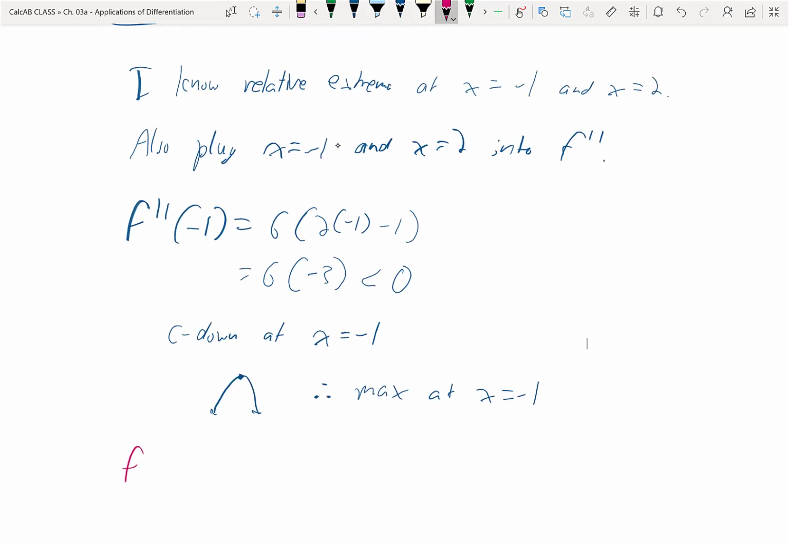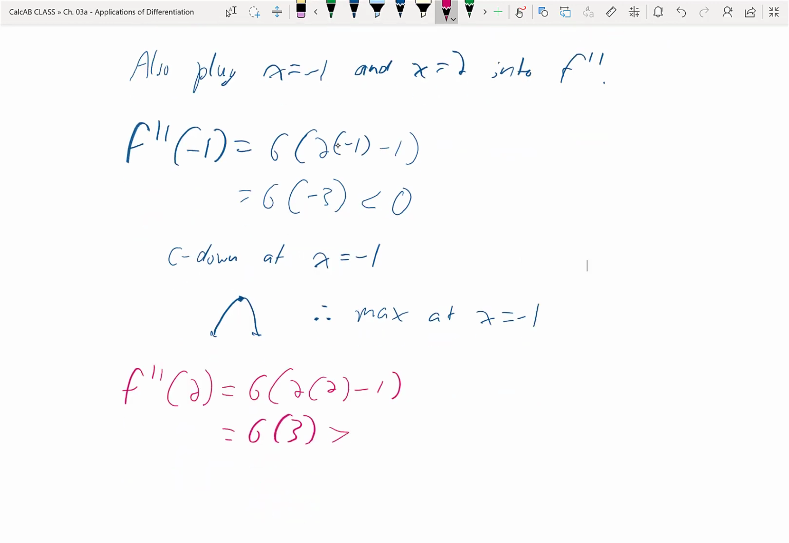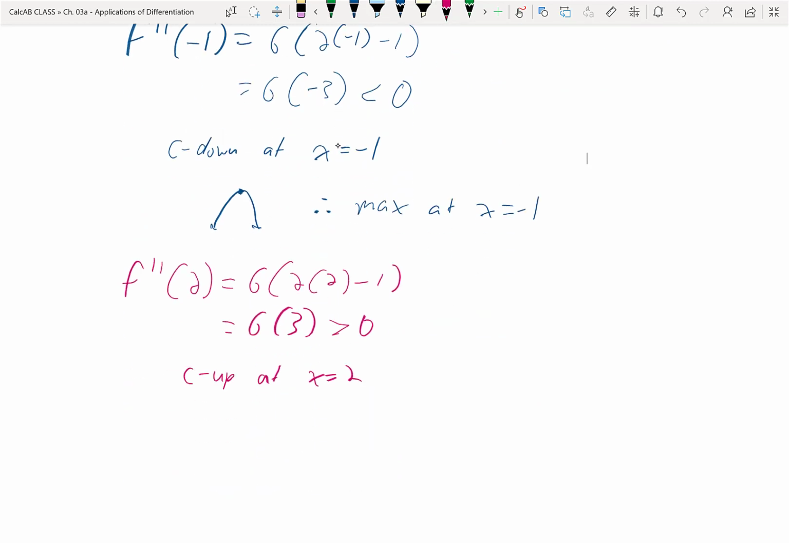If I do the same thing on the other one, f double prime of 2 is equal to 6 times 2 times 2 minus 1. What I get is 6 times 3, which is definitely greater than 0, which means that the graph is concave up at x is equal to 2. Concave up looks like this, and therefore there is a minimum at x equals 2.